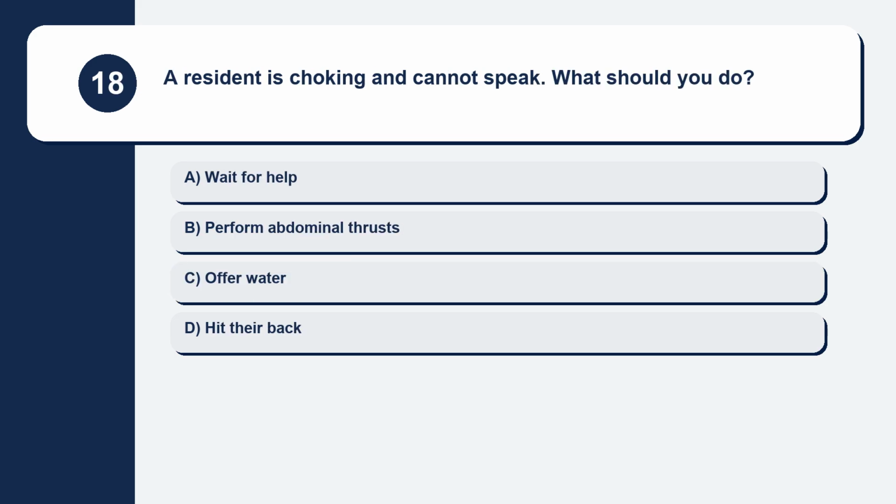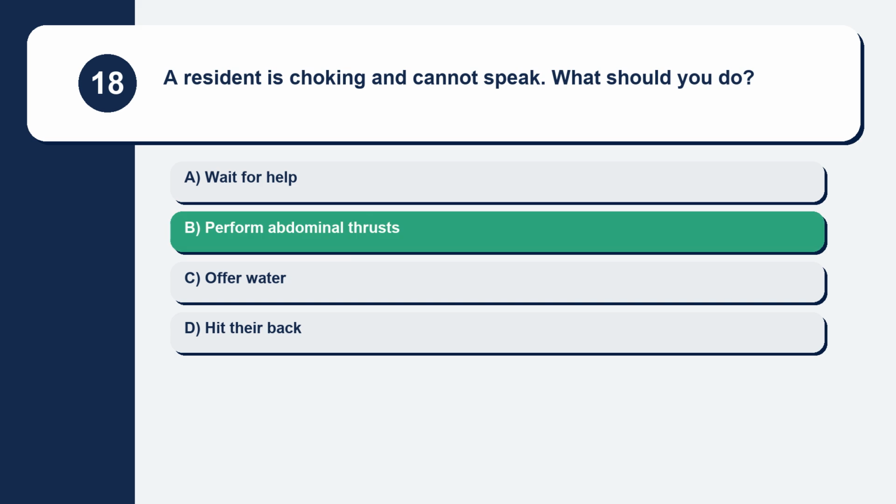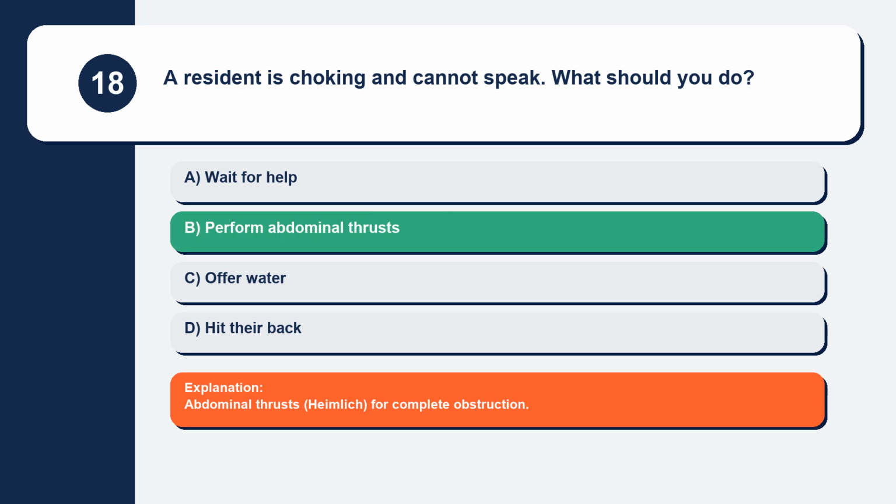Question 18. A resident is choking and cannot speak. What should you do? Wait for help, perform abdominal thrusts, offer water, hit their back. Abdominal thrusts, the Heimlich, for complete obstruction.